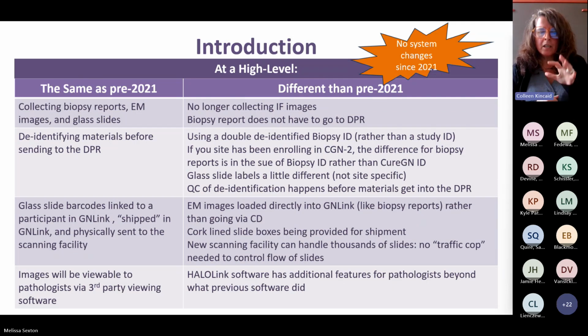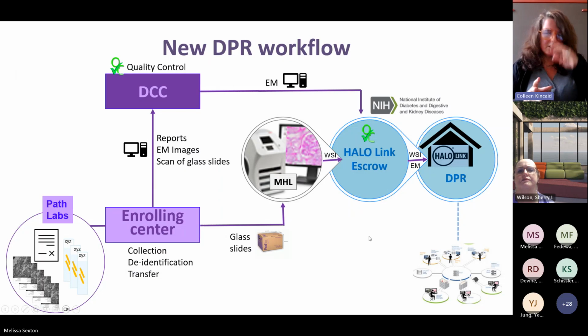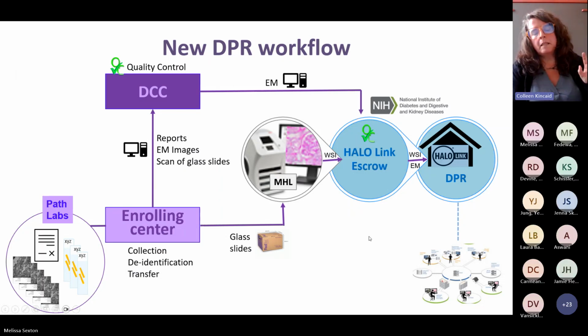Last item here, not as relevant for some of you, but the pathologists are using different software. It's called HaloLink, and so sometimes you'll hear us talk about things being in HaloLink, and that just means that the materials are available for core scorers or for other investigators, or researchers who are doing work. So, all right, I think my next slide is just a workflow diagram.